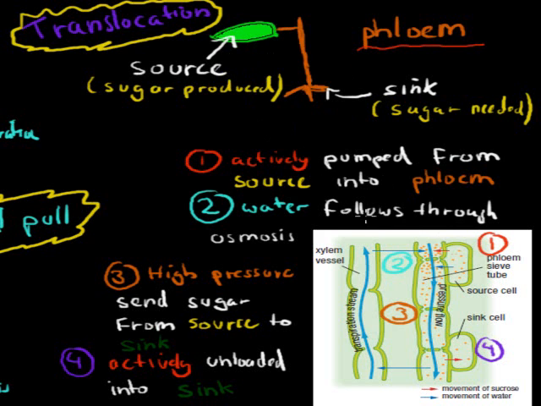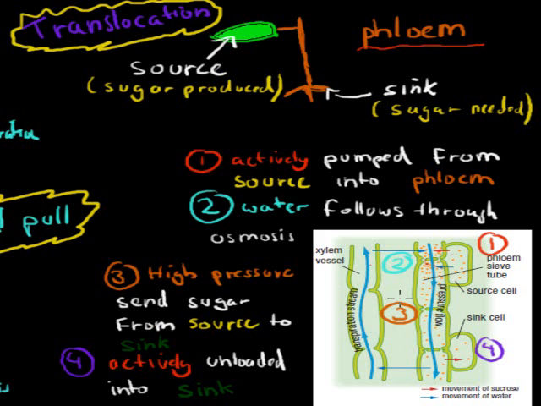What happens next is water follows through osmosis. So because now there's a high solute in the phloem, you're going to have water going from xylem to phloem. And you can imagine now you've got lots of water and lots of sugar in that tube. That means there's going to be lots of pressure, because there's going to be lots of stuff in a tight space. And what that's going to do is create a high pressure area close to the source. And a high pressure area always moves from high pressure to low pressure. And the low pressure area is at the sink itself. So it's going to move from high pressure from source to sink for that pressure flow.